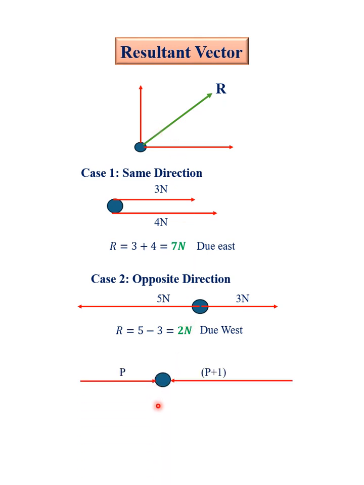Now let's look at this. If a force P plus 1 is acting on the object in this direction and another force P is acting on the object in this direction, what will be the resultant in magnitude and also in direction?